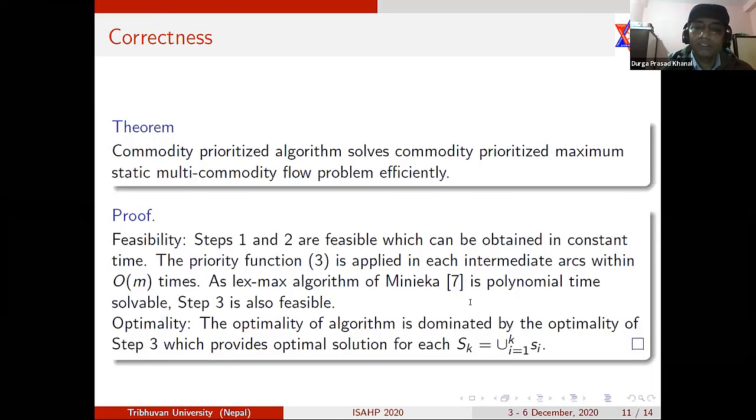Similarly, for optimality, as steps 1 and 2 are dominated by step 3 of the algorithm, and step 3 gives the optimal solution, our algorithm provides the optimal solution.